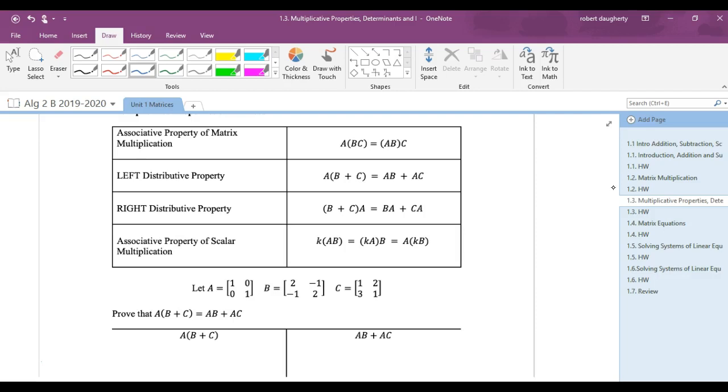Associative means it doesn't matter if I'm multiplying these things left or right, it doesn't matter which two I multiply first. Same thing here, when I distribute, I can distribute from the left or from the right. And if you're multiplying by a scalar, it doesn't matter where that goes. So let's do a couple and just prove this.